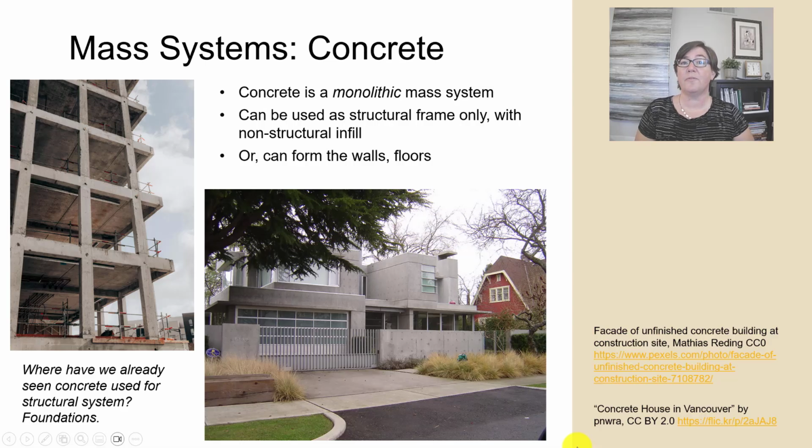All right, we're going to move from framing systems to mass systems, starting with concrete. Concrete is a monolithic mass system, and we can use it as a structural frame only, as in this piece, right? We've got the structural frame, and then the exterior walls will be kind of hung off of that. Or you can use the concrete to form all of the structural system, including the walls, floors, etc.